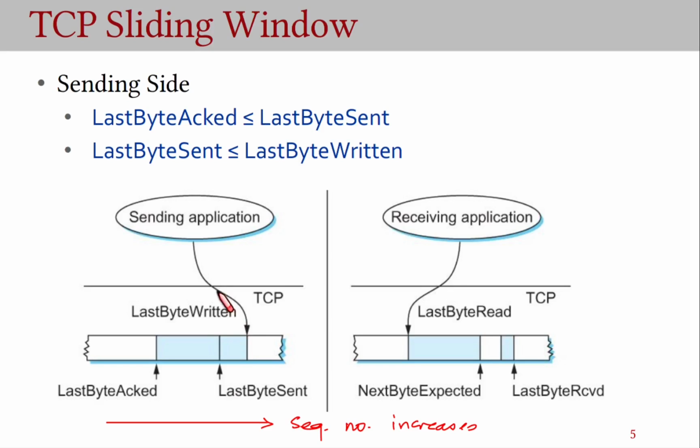Then the application writes data as it generates it, but some of this may not be sent, maybe because the sending window size is not enough, or maybe just because it has written some more data that is yet to be sent. And therefore there is another inequality: last byte sent is less than or equal to last byte written.